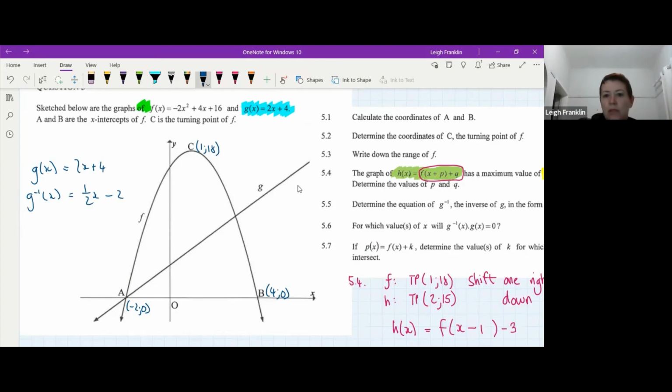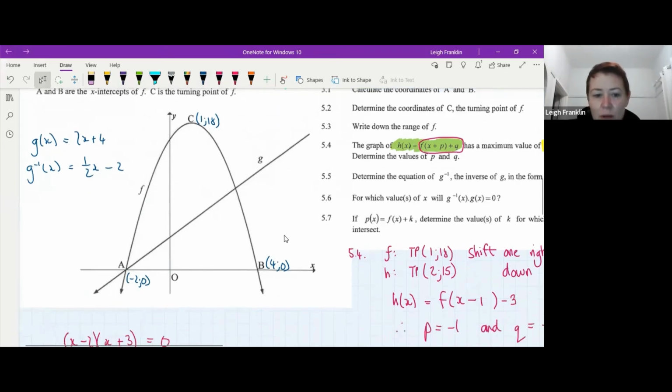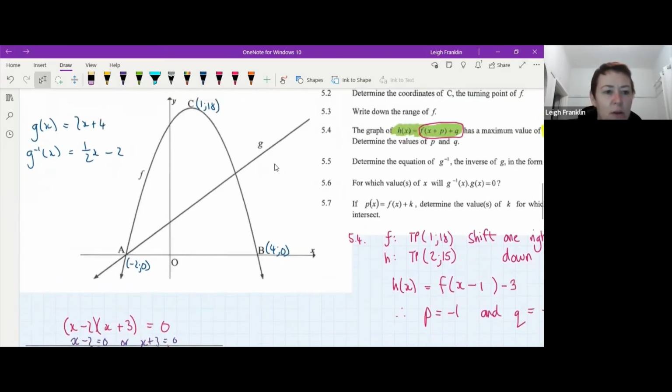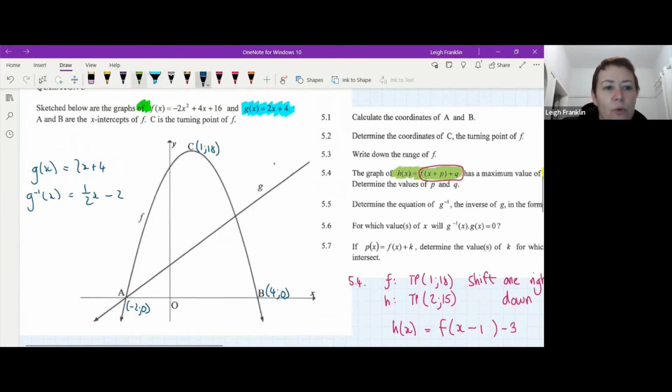Ma'am, Yes, Cassandra. Is it x is equals to 4 and x is equals to minus 2? It is. Good job. Well done. Okay. Nice. So either where x is equal to negative 2 or it's equal to 4. All right. Nice one. Well done, Cassandra.